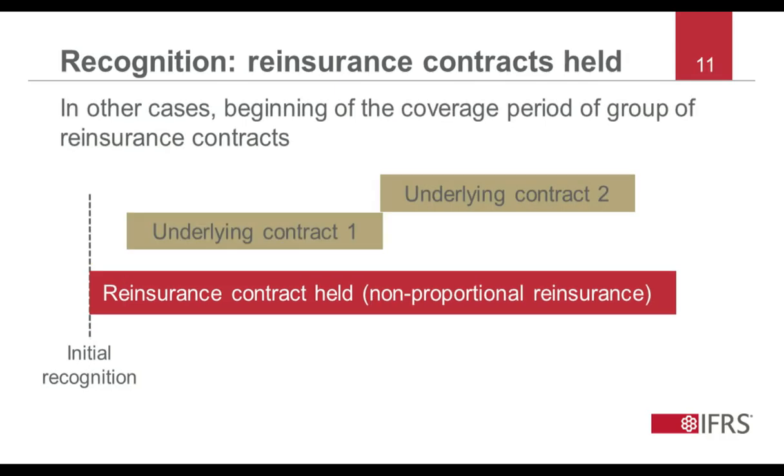For all other reinsurance contracts held, that is, non-proportional reinsurance contracts, the cedant recognises reinsurance contracts held from the beginning of the coverage period of the reinsurance contracts. We will discuss the coverage period in later slides. In the example in the slide, the coverage period for the non-proportional reinsurance contract held begins before the recognition of any of the underlying insurance contracts. Accordingly, the reinsurance contract held is recognised at the beginning of the coverage period, which is the earlier date.